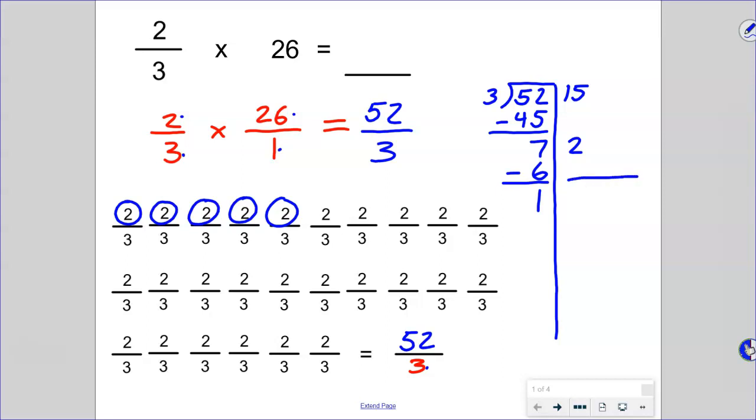So let me add this up. I have 17 with a remainder of 1. Now, I don't want to call it 17 remainder 1, because remember, our goal was to figure out what 52 thirds is. And so what 52 thirds actually is, is 17 wholes, and then that remainder of 1 is 1/3 left over. So there we go. If you add 2/3 26 times, you would end up with 17 and 1/3.